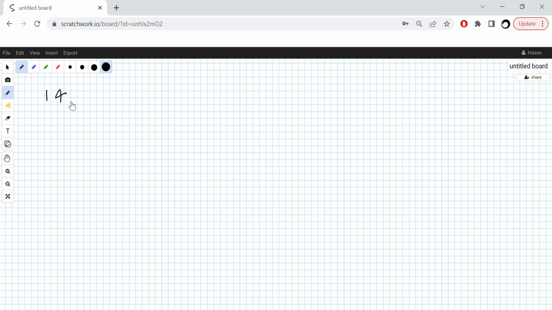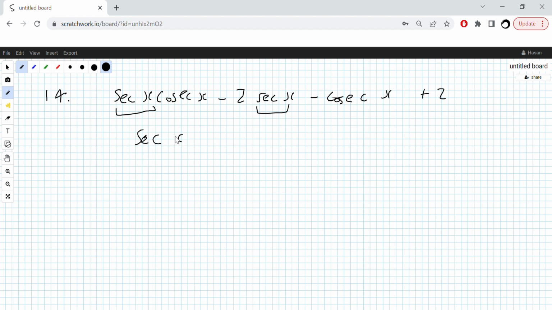Question 14 is a two-parter. First part is factorizing. So we have sec x cosec x minus 2 sec x minus cosec x plus 2. This may look difficult, but we're just going to look at the common factors. We have sec x over here, so we can factorize that out. We're going to have to write cosec x, and then minus 2 because of that. So when we expand this, we get sec x cosec x minus 2 sec x.